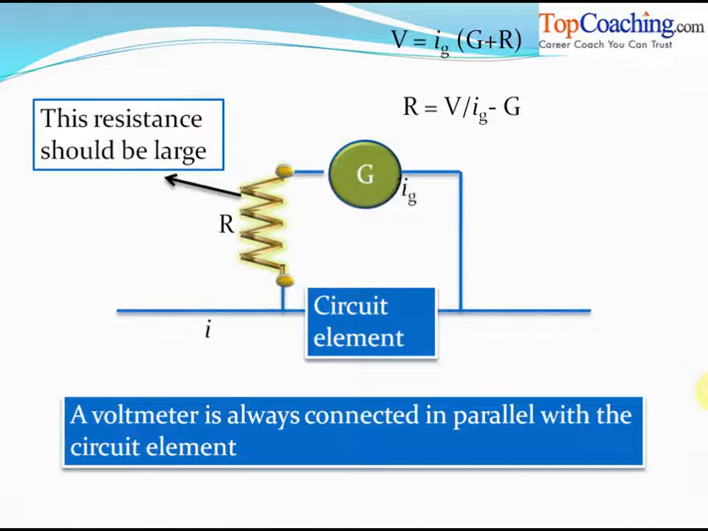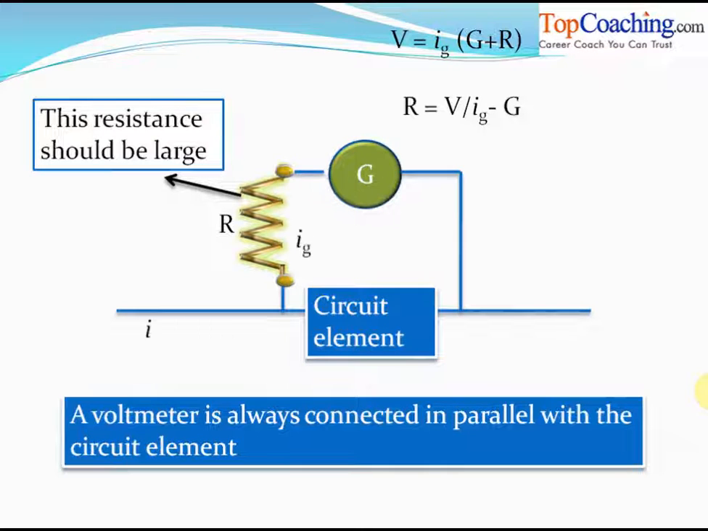So there, you've understood the basics of a galvanometer, you've understood the basics of an ammeter, the current measuring instrument, and a voltmeter, the voltage measuring instrument. The only difference between a galvanometer, ammeter and voltmeter is that in case of an ammeter, a resistance is connected in parallel with the galvanometer, and this is a very small resistance. In case of a voltmeter, a very large resistance is connected in series with the galvanometer. That is all.